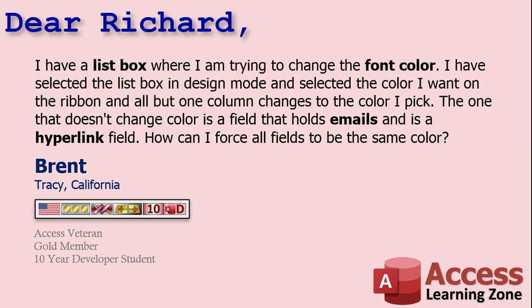Today's question comes from Brent in Tracy, California. Brent is one of my Access veterans, a gold member, and a 10-year developer student, so Brent's been with me for a long time. Brent says, I have a list box where I'm trying to change the font color. I've selected the list box in design mode and changed the color I want on the ribbon, and all but one column changes to the color I pick. The one that doesn't change color is a field that holds emails and is a hyperlink field. How can I force all the fields to be the same color?